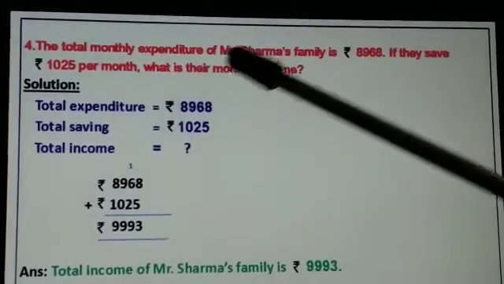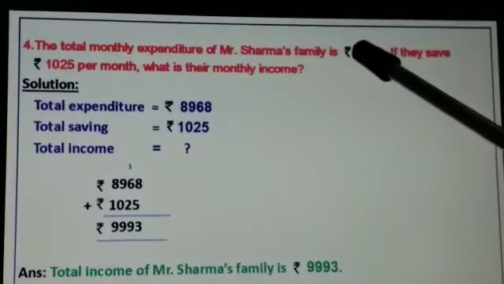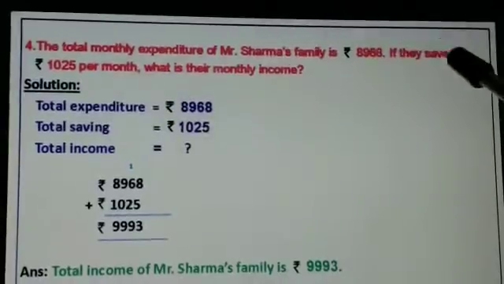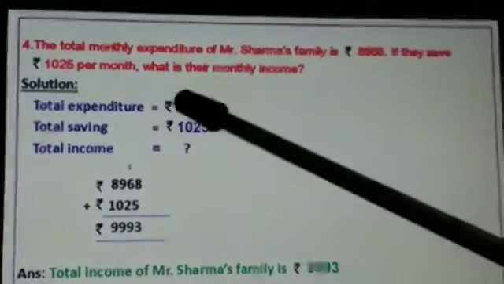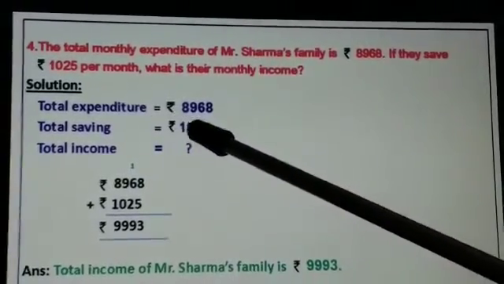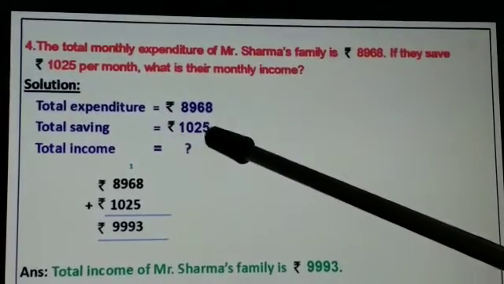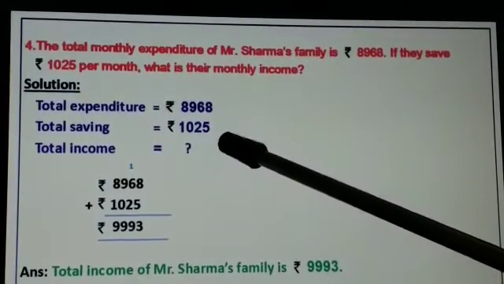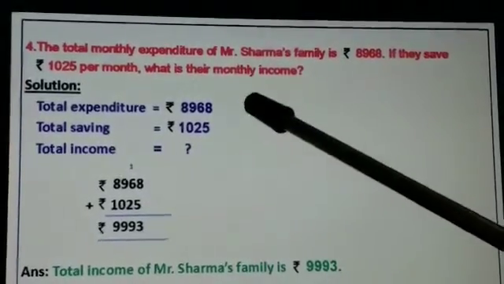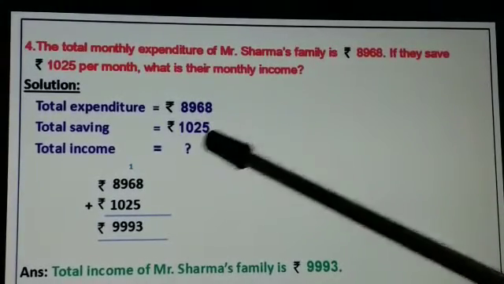Now the solution. What is given in the question? Monthly expenditure of Mr. Sharma's family and total saving of Mr. Sharma's family. Now the statement will be: the total expenditure is equal to rupees 8,968 and total saving is equal to rupees 1,025, and we have to find the total income of Mr. Sharma's family. For that we have to add the expenditure and saving.